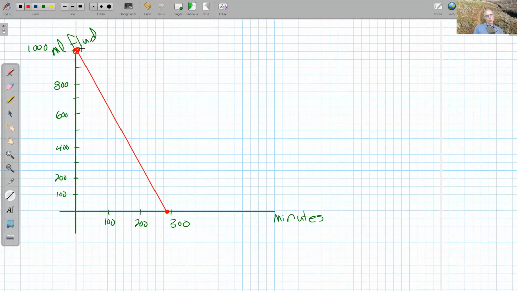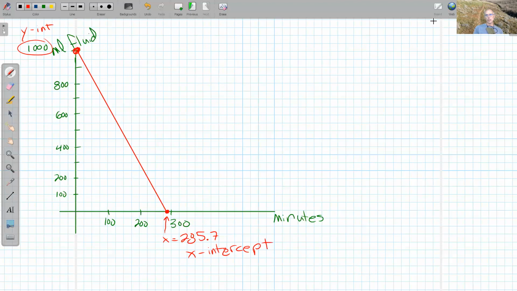And then remember, this number we started with at the top, this is our y-intercept, the 1,000. And this 285.7-ish, that would be our x-intercept, our horizontal intercept. How long it takes for this to end.